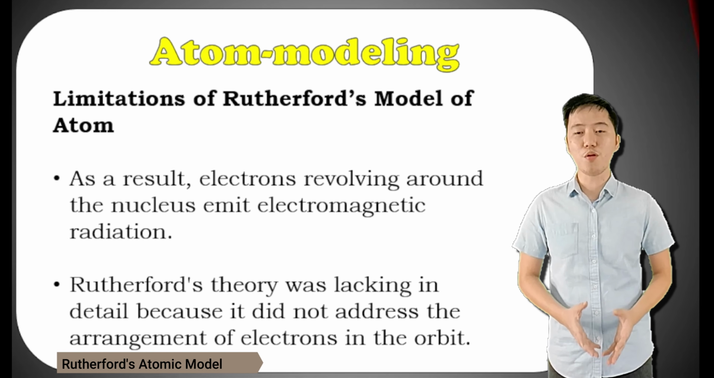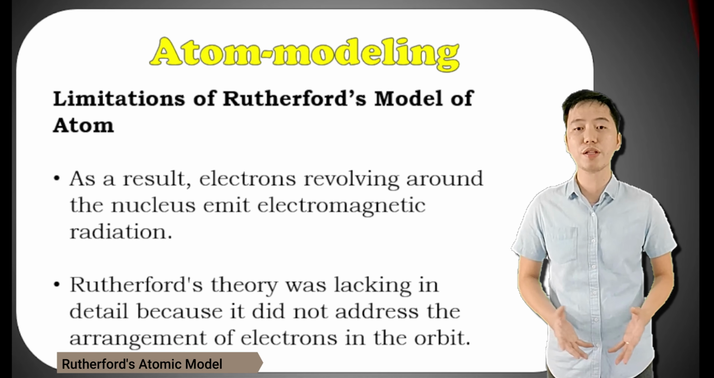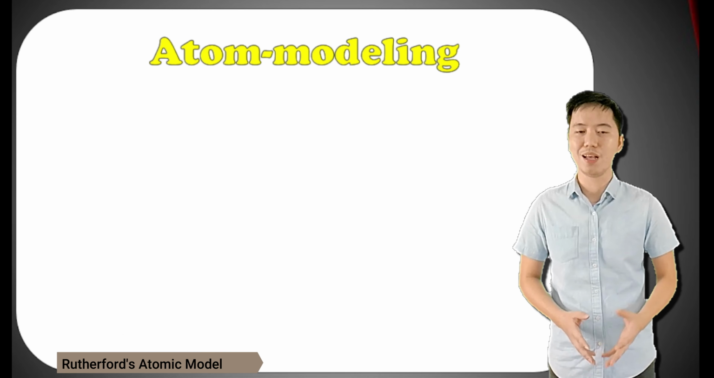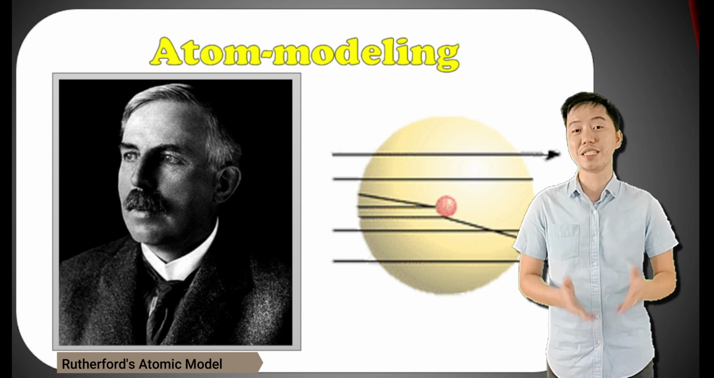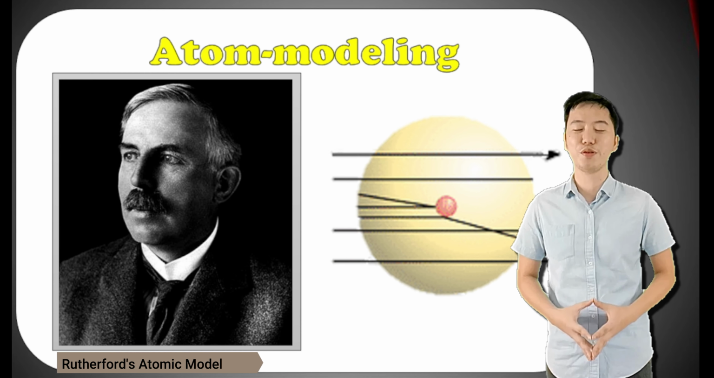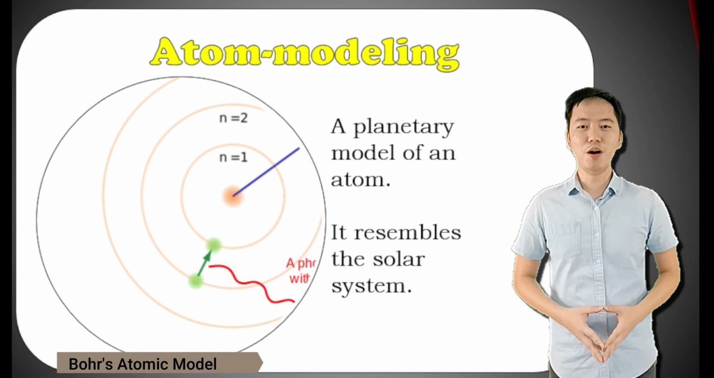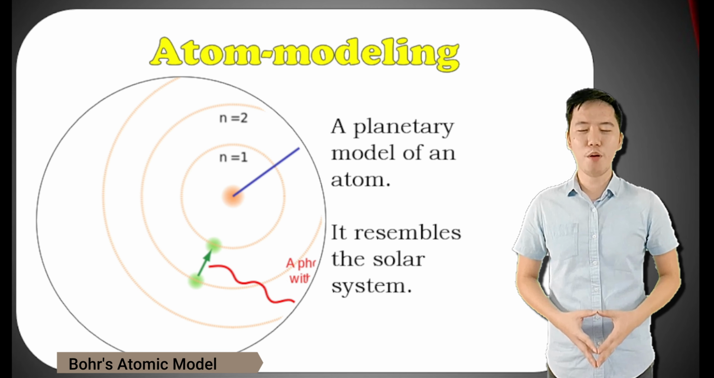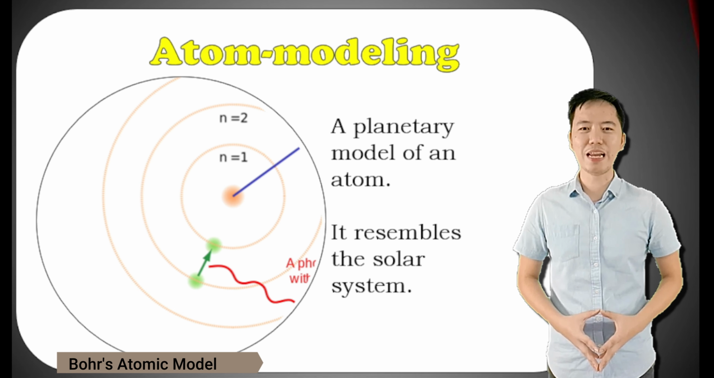Rutherford's theory was lacking in detail because it did not address the arrangement of electrons in the orbit. One of the major flaws of Rutherford's atomic model was this. Remember that even atoms were improved through generations. Rutherford's atomic model. Model number 4. Bohr's atomic model, a planetary model of an atom.